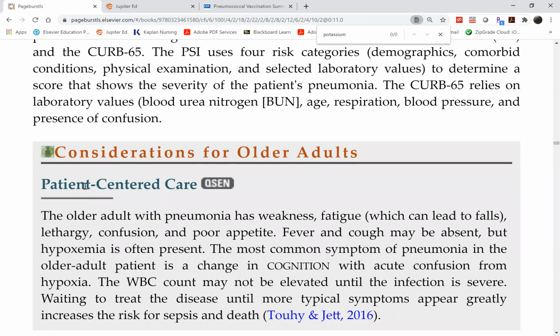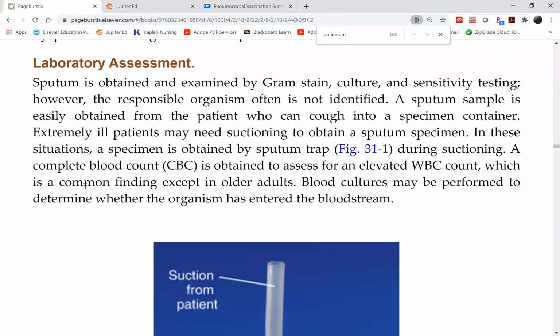Labs, of course: in order to make a diagnosis of pneumonia, it has to be an X-ray. The sputum culture here may or may not be used, because sometimes we may not be able to get the sputum. Some patients won't have a productive cough. So the X-ray may be the only testing done to confirm a diagnosis. But of course, it will help if we get a sputum sample.